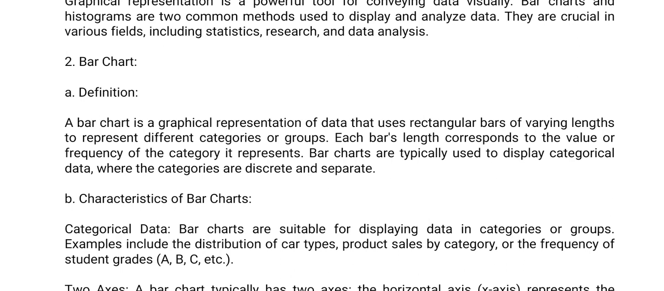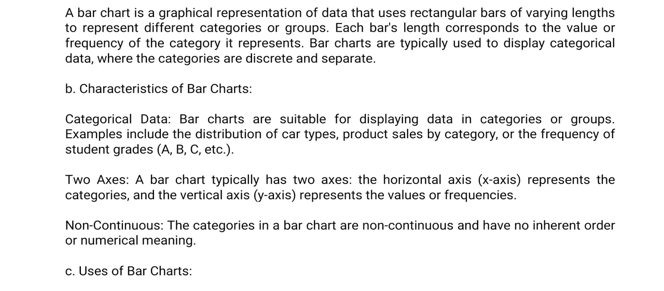Then characteristics of bar charts. Categorical data. Bar charts are suitable for displaying data in categories or groups. Examples include the distribution of car types, product sales by category, or the frequency of student grades.